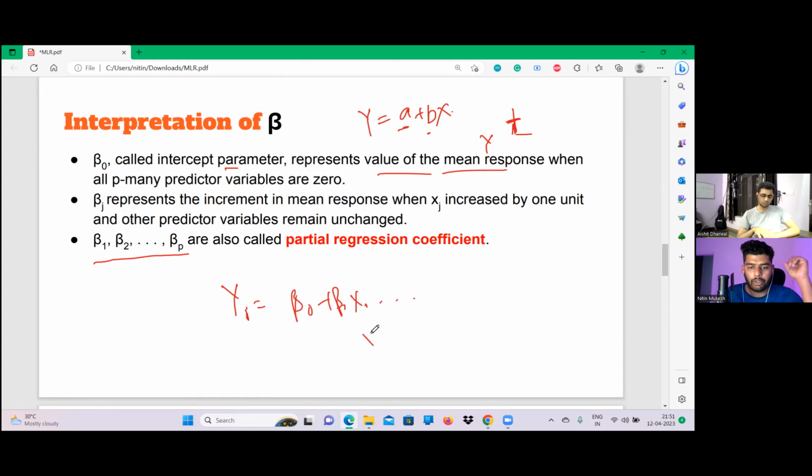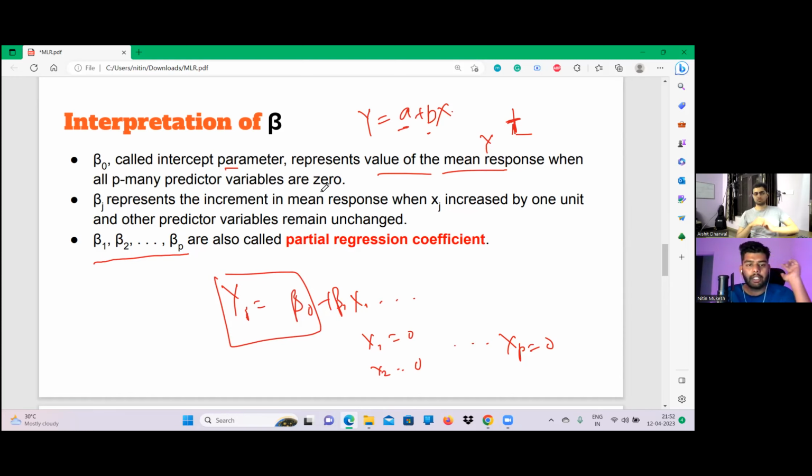Let's say x1 is equal to 0, x2 is equal to 0, all the way till xp is equal to 0. Then y is equal to beta naught. So this is the interpretation of beta naught: given all the predictor variables are 0, what is the prediction of y? That is beta naught. Now what is the interpretation of beta j in general? What is the interpretation of beta 1, beta 2, beta 3, and so on?